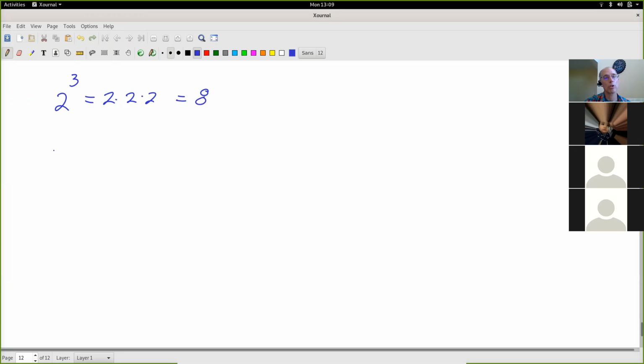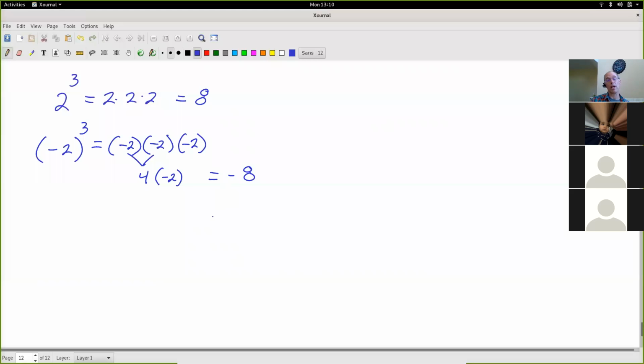Now, when you cube a negative number, so that would have to be in parentheses and then cubed, that means you write the parentheses 3 times and multiply. And here we get a negative times a negative is a positive. 2 times 2 is 4. Then we have to multiply that by -2. And a positive times a negative is a negative. And so I get a -8 there.